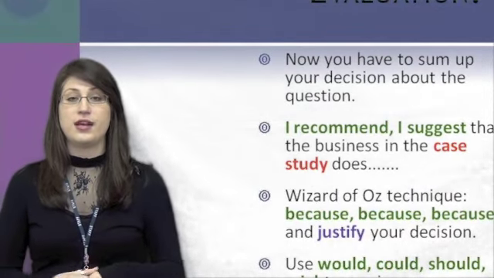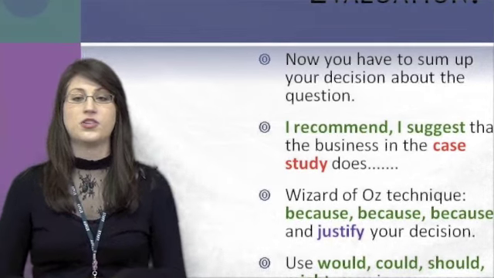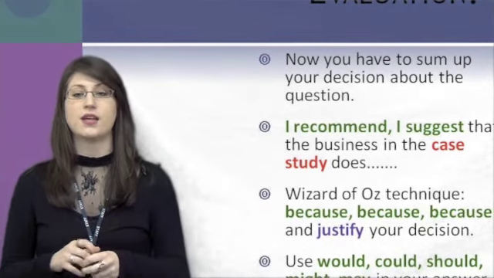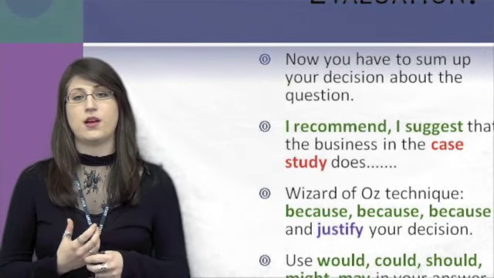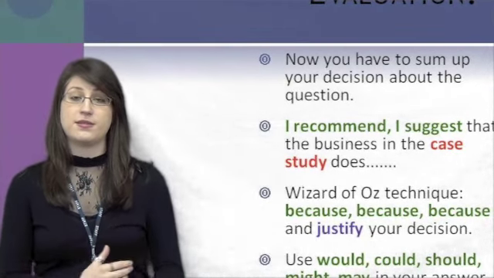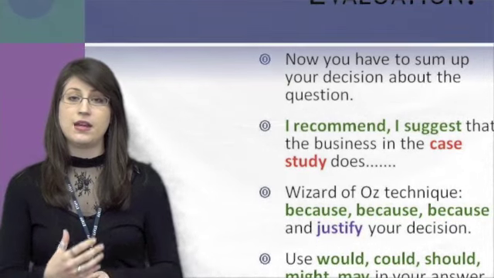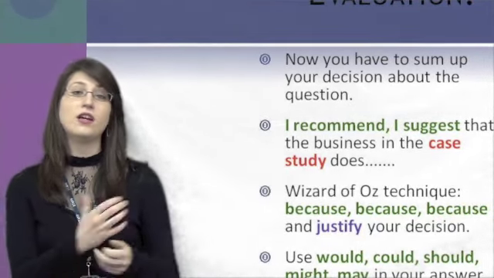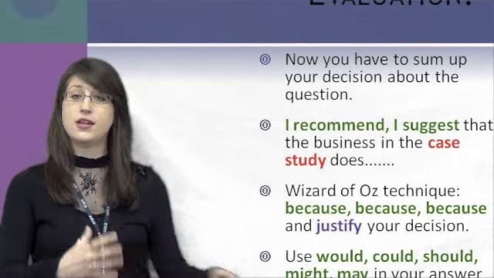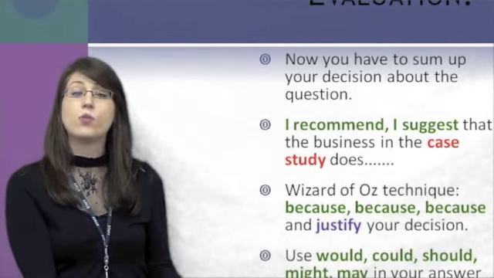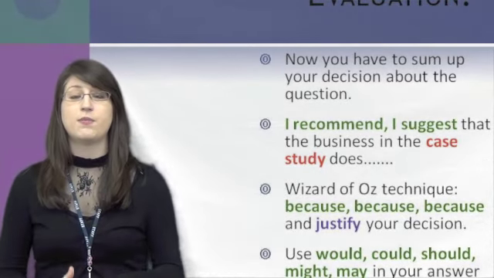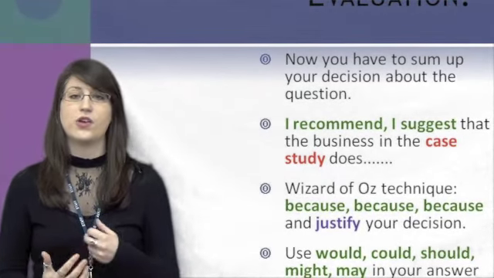After doing your good point, you're now going to move on to your evaluation. This is where you summarise your decision or your key argument. I would use the terms I recommend or I suggest because they sound more business-like, and you begin with those terms to summarise your argument. So I would say, I suggest that the business in the case study does, and then I explain what I've originally said. You were able to use the Wizard of Oz technique to justify your answer, okay?